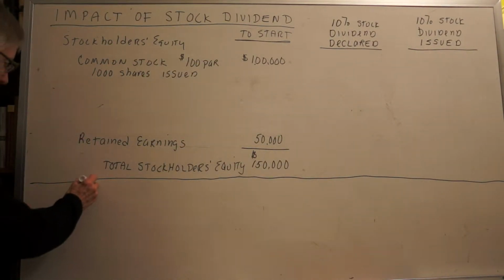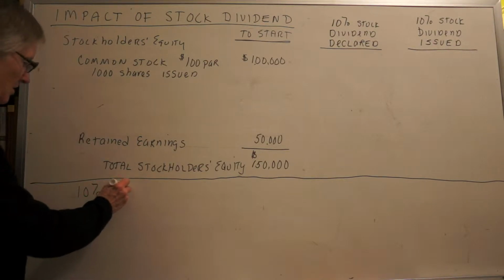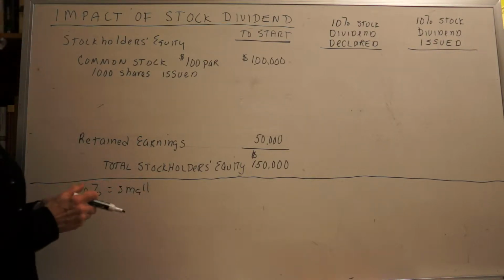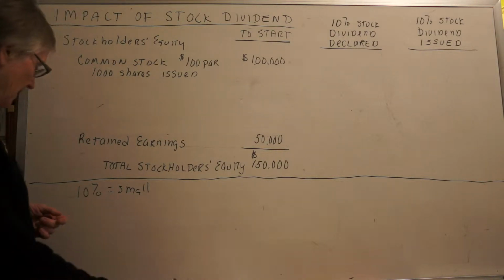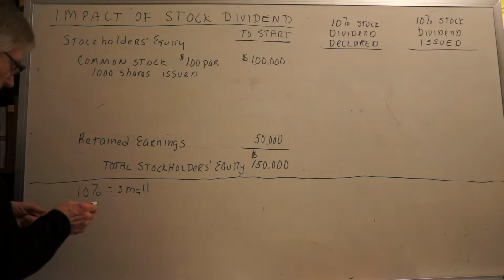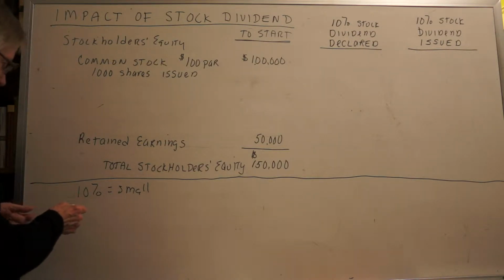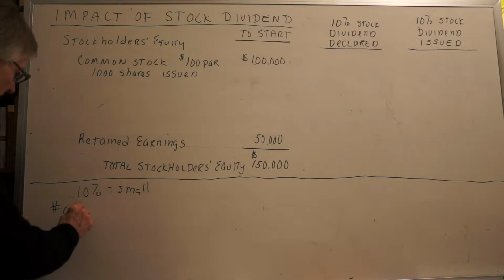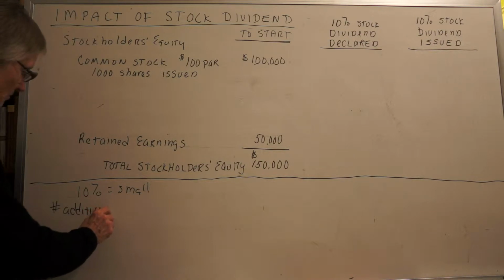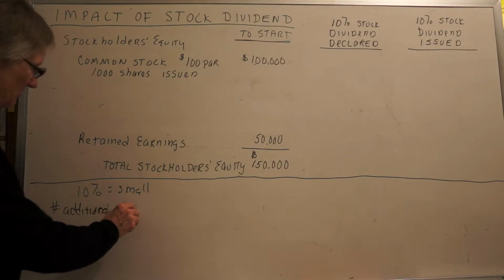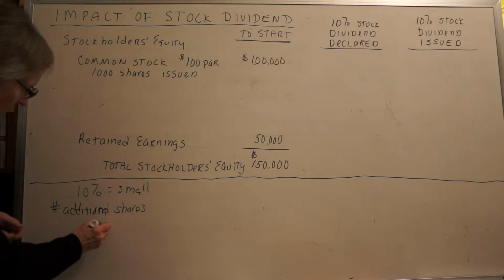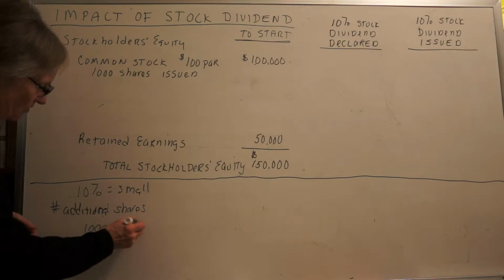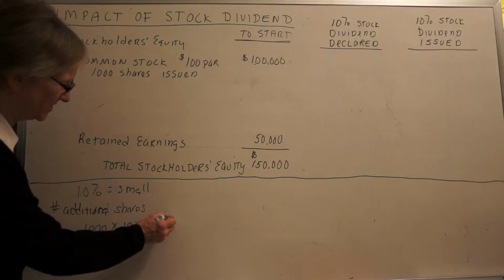If it's a 10% stock dividend, that equals a small stock dividend. So is it large or small? It's small. That means we're going to use the market value of the stock to value it. Then we have to ask, how many additional shares? That's the second question we ask. We have 1,000 shares now, times 10% more would equal 100 more shares are going to be issued.